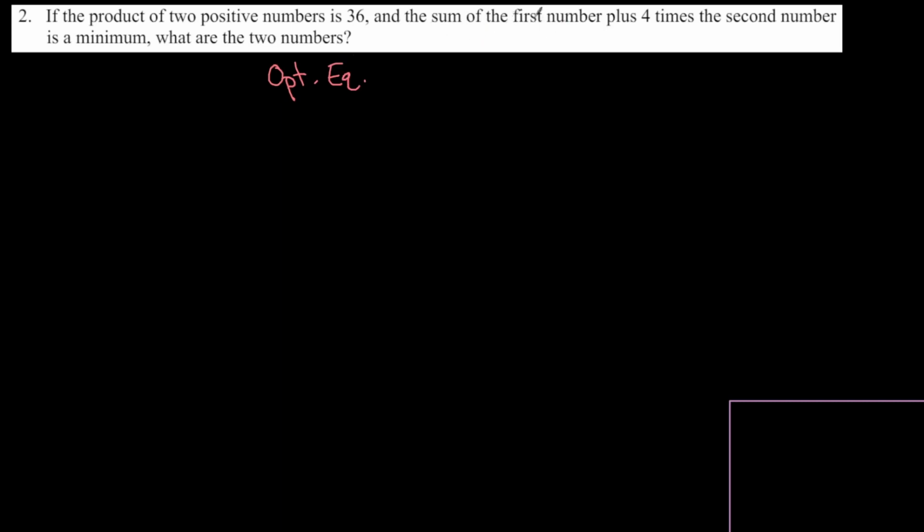And it just says 2 numbers, so those 2 numbers, we'll probably just use x and y, that's pretty standard. So the sum of the first number, I guess that'll be x, plus 4 times the second number, so x plus 4y, and that equals some sum, and we want this minimized. So again, too many variables, so we know that we need a constraint equation.